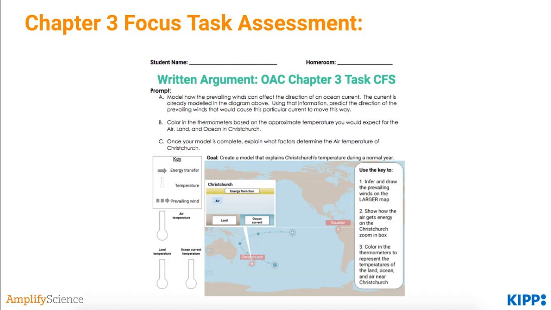Chapter 3 focus tasks. Students here are given a current, and they're asked to determine and model how the prevailing winds move based on the way these currents are moving. They're also asked, as previously, to show the transfer of energy in the zoom-in box and share their approximations of the air temperature, land temperature, and ocean current temperature.